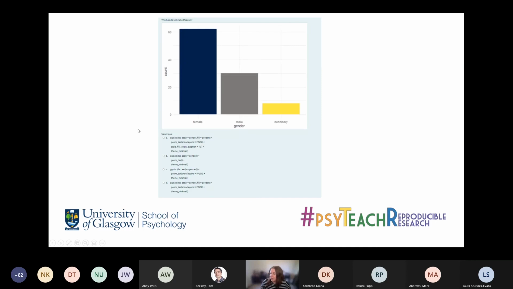And then finally, we also use MCQs, actually just using the Moodle quiz function, to test their ability to read code. So this one is, which code will make this plot? So lots of little assessments, each trying to tap a different aspect, but all of them focused around reproducibility, transparency, and building their skills and confidence and mastery with R.